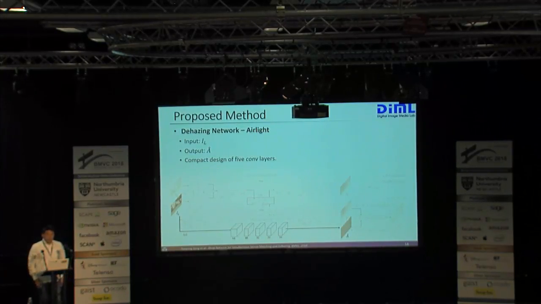The airlight network has a more compact architecture. It takes the left hazy image and estimates the airlight through 5 convolutional layers.